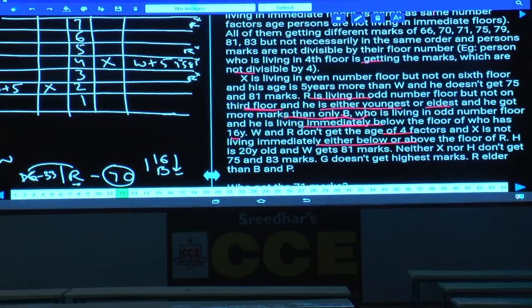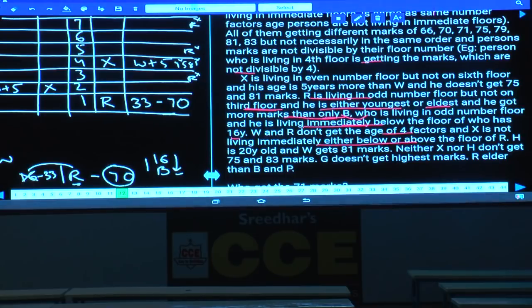Then what is the only possibility left for this R? R must be on the ground floor. And R is on the ground floor, and what is the marks and what is the age of this person here, tell me? Now R is here and the age of this person is 33 years old, and how many marks did this person get? This person got 70 marks. Now we are able to fix this R.